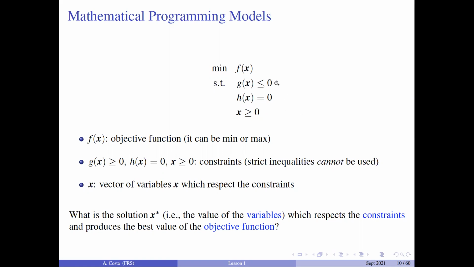If you really want in your real world problem to guarantee strict inequality, usually we put some epsilon, but we can discuss that later. Then we have variables.